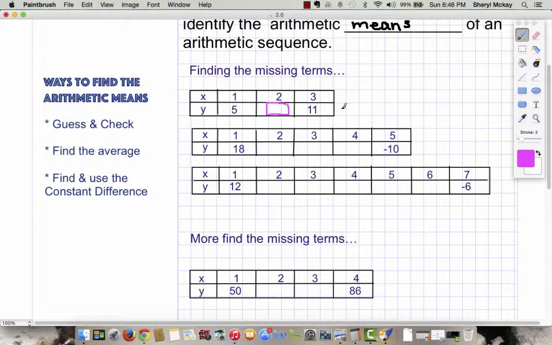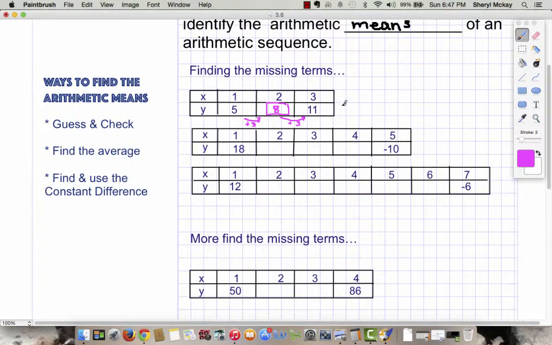Well, what did you come up with? Did you decide that it was 8? Because 5 plus 3 would be 8, and then 8 plus 3 would be 11, right? That is the missing term. But my question to you is, how did you figure that out? Why don't you take a minute and write how you figured out what that missing term was.